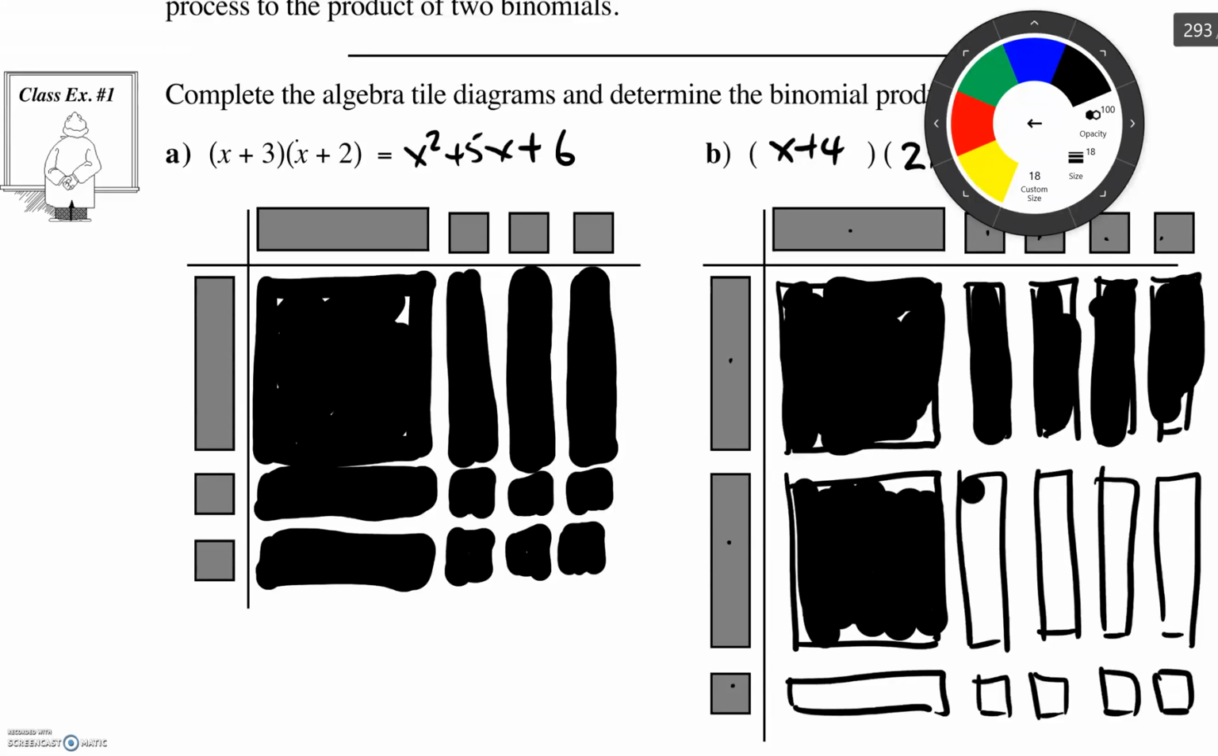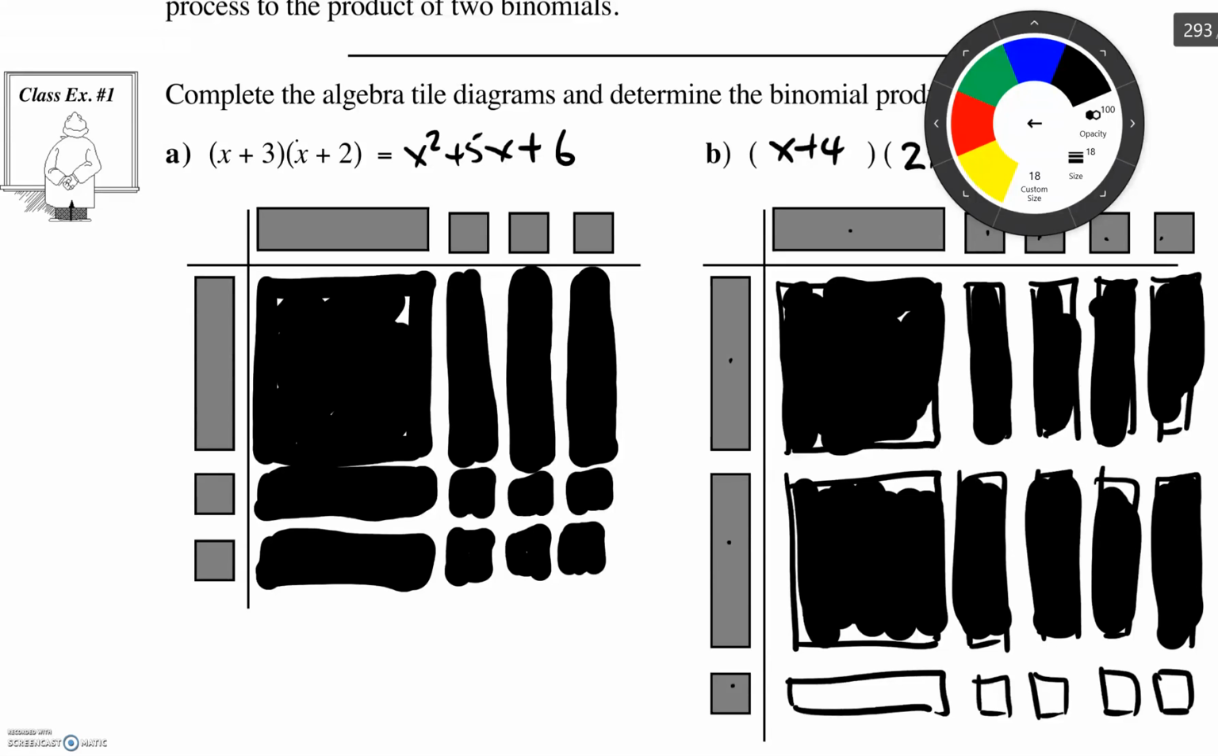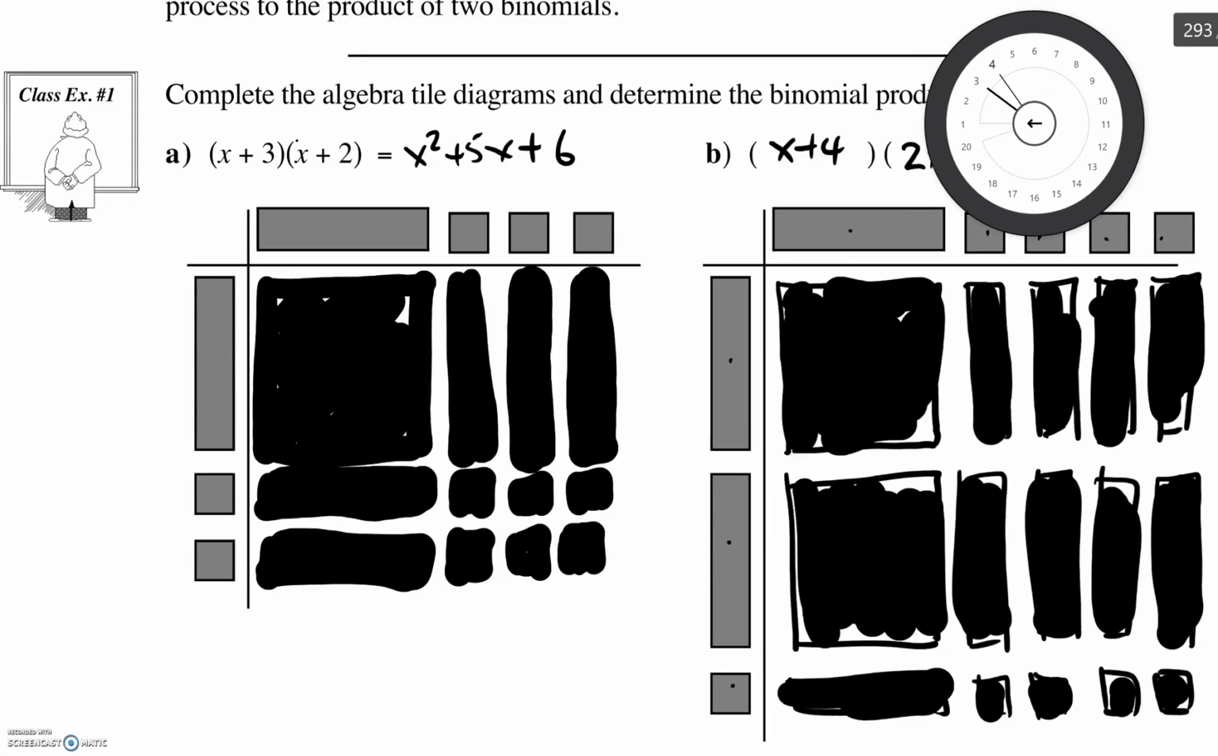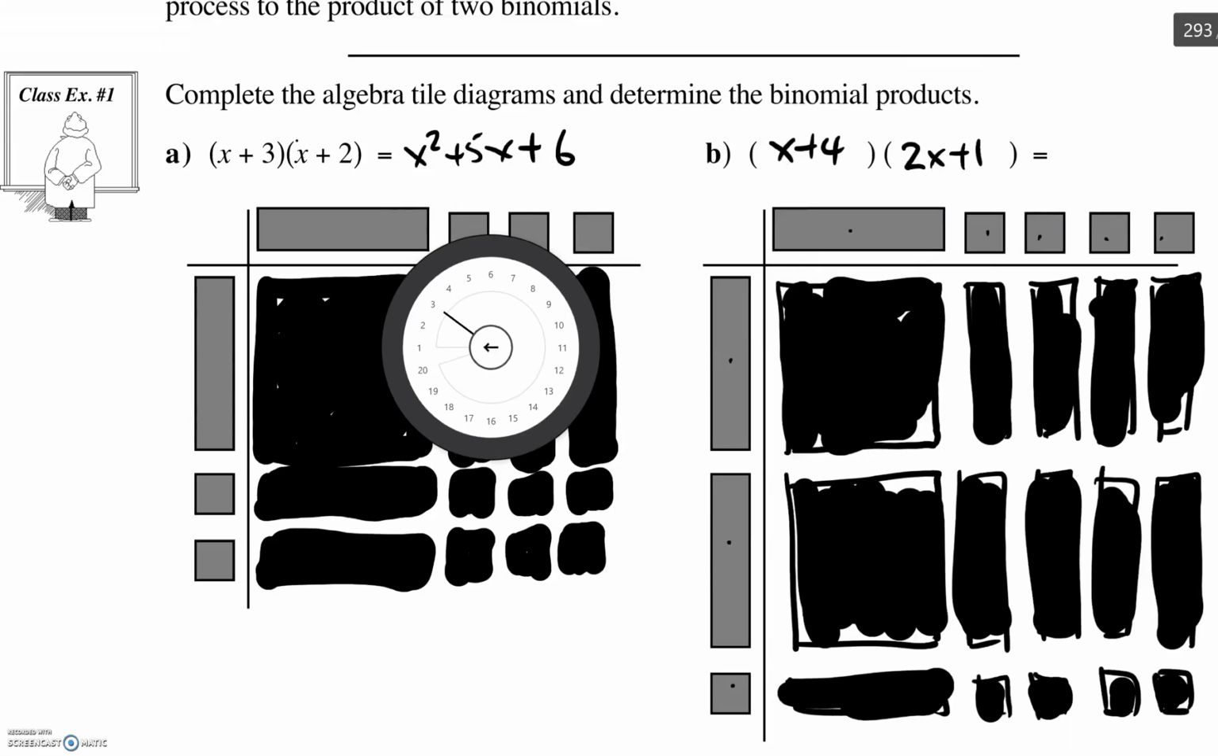So these will all end up being shaded in. And so after we shade it in, we can see the solution to this. Will be x squared, that's 2x squared. That's 1, 2, 3, 4, 5, 6, 7, 8, 9, plus 9x, and 1, 2, 3, 4, plus 4.